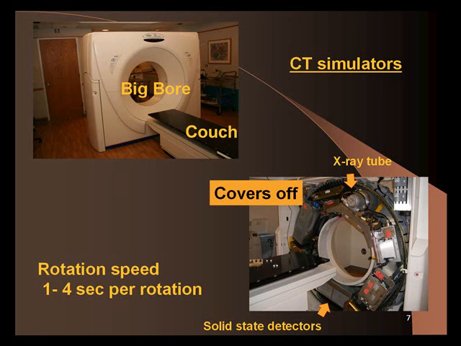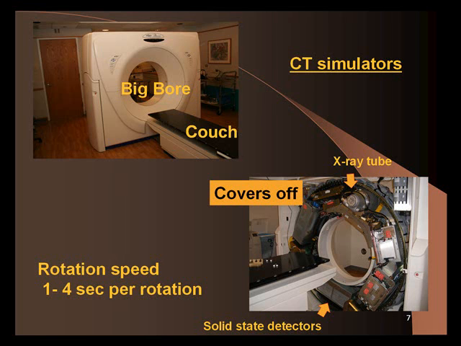So the big bore scanners give us a bigger field of view, so we encompass the whole external surface of the patient. Those are the two main advantages: to fit the immobilization devices and to include the whole external surface of the patient. And this is what a CT scanner looks like with the covers off.